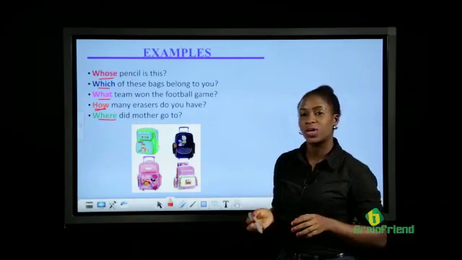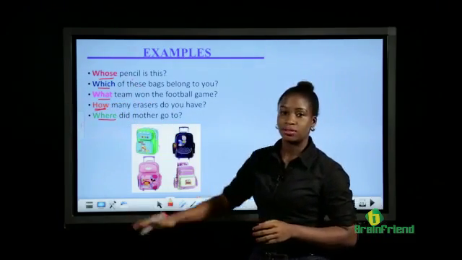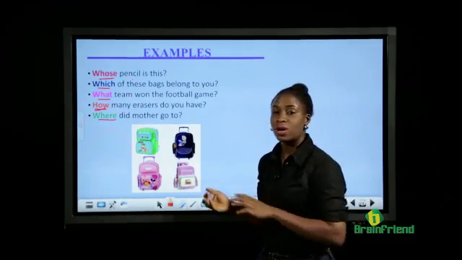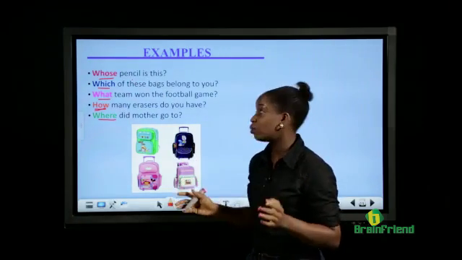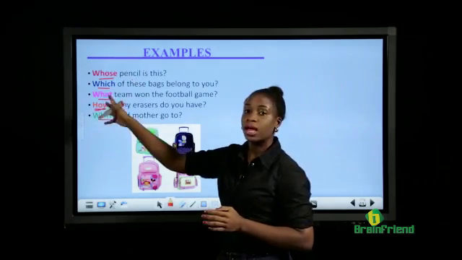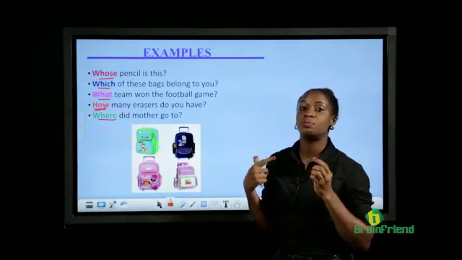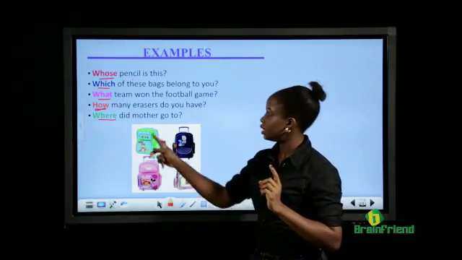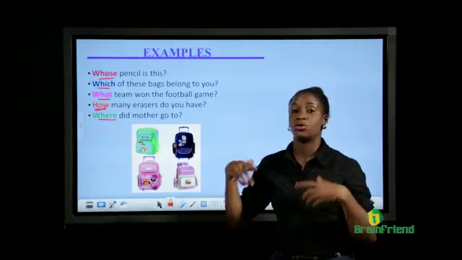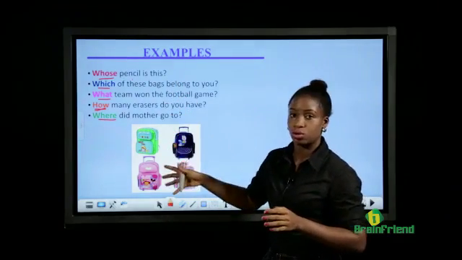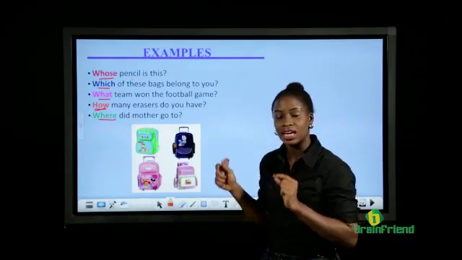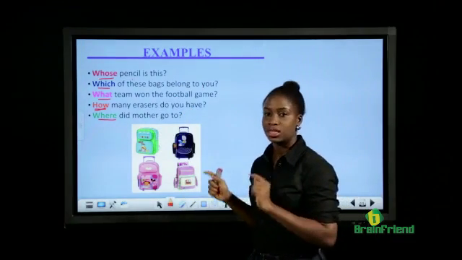You can see that one way or the other, these adjectives refer or describe or talk about the noun in the sentence. And when you ask questions with these adjectives, the answer you get must be information about the noun. For example, I ask you, where did mother go to? You may now say, mother went to the market. So the answers given to these questions with interrogative adjectives are information about the noun.